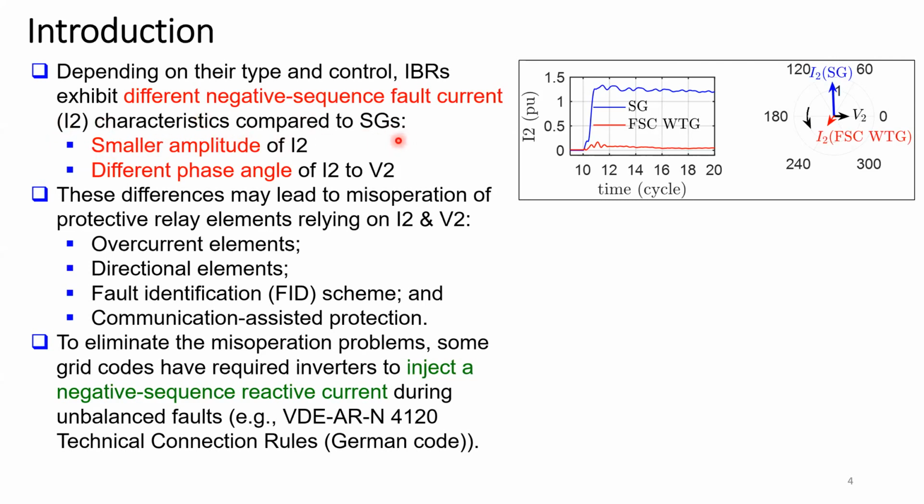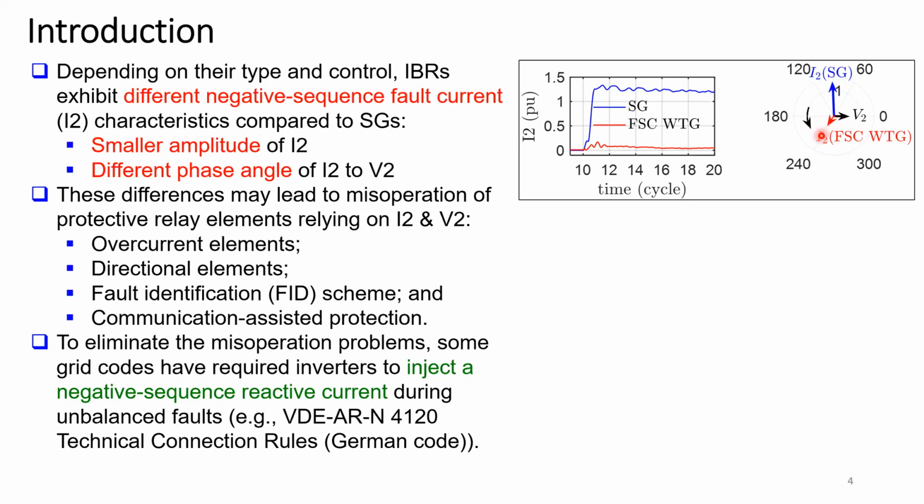There are two key differences. The amplitude of contributed I2 is smaller and the phase angle is also different. Here you can see a comparison of I2 contribution of a type 4 wind turbine generator to a conventional synchronous generator. So the amplitude under the synchronous generator is substantially larger. The reason is that in the absence of grid code requirements, inverter manufacturers have traditionally designed the controls to fully or partially suppress the negative sequence current. So because there is no requirement by the grid, the converter suppresses the negative sequence current.